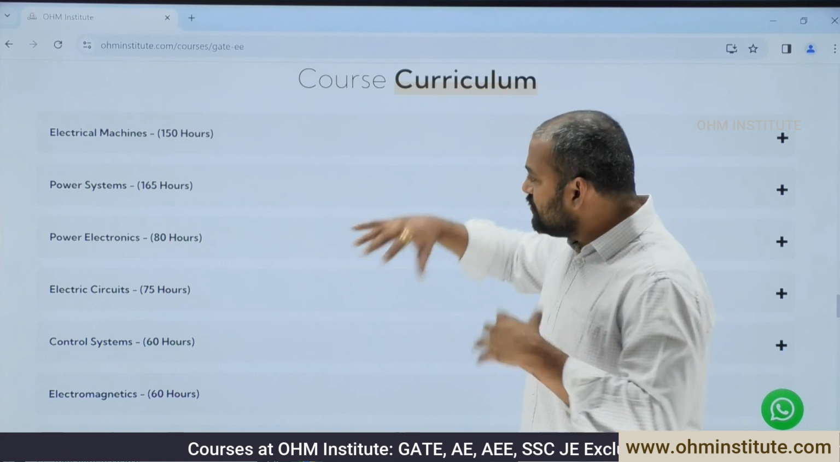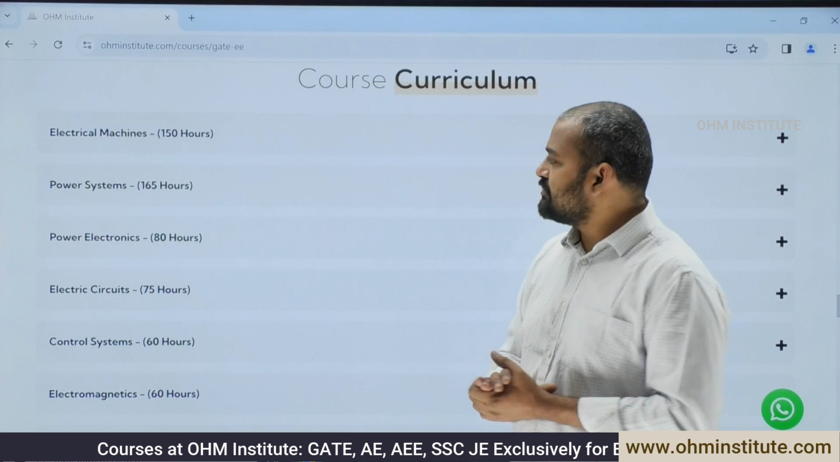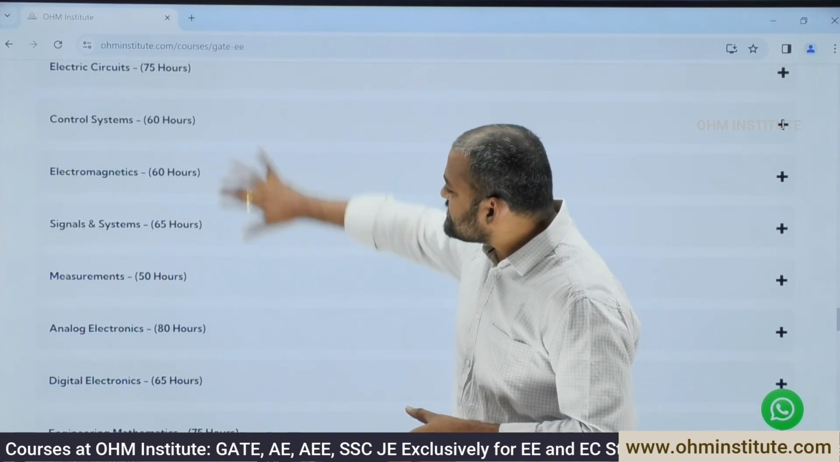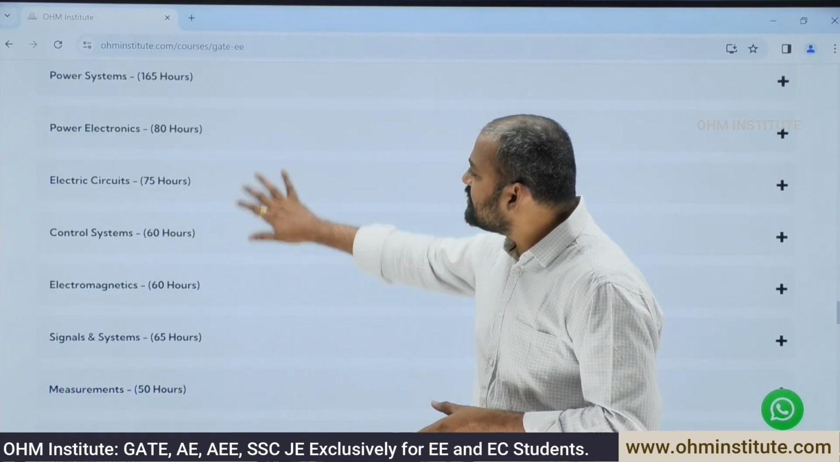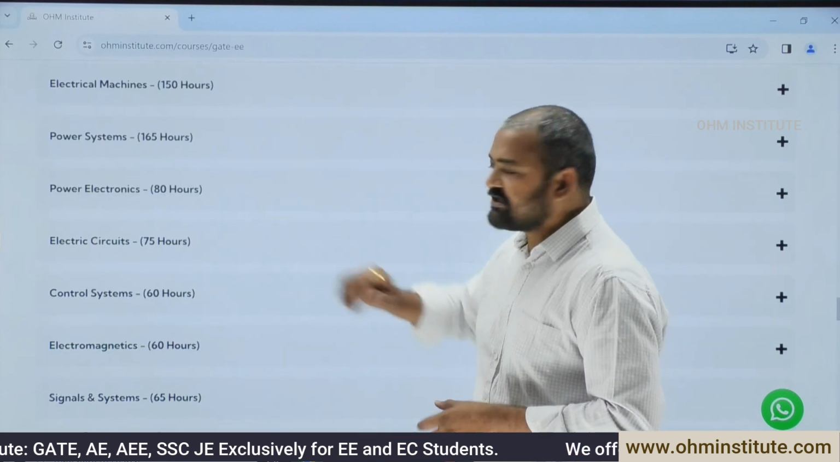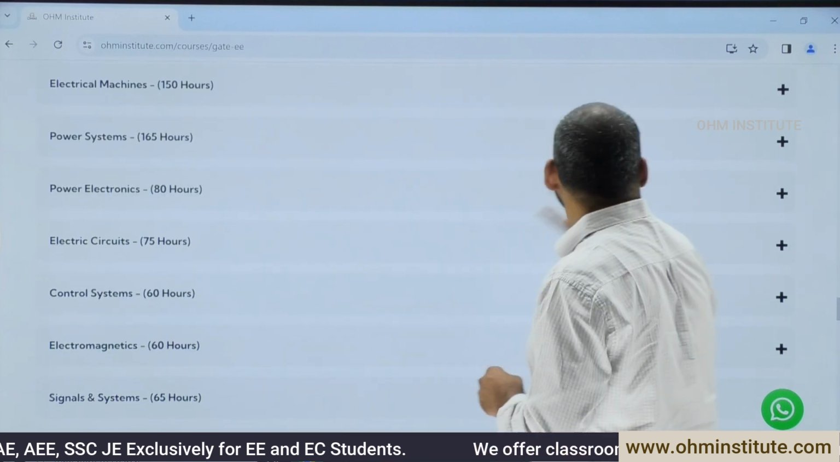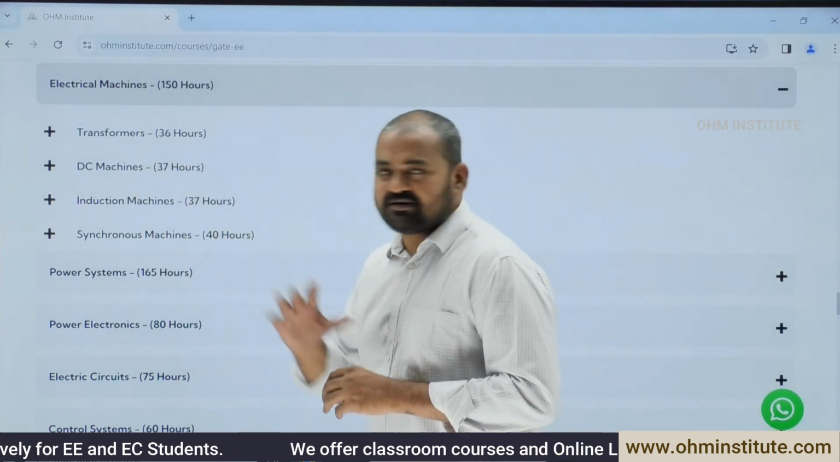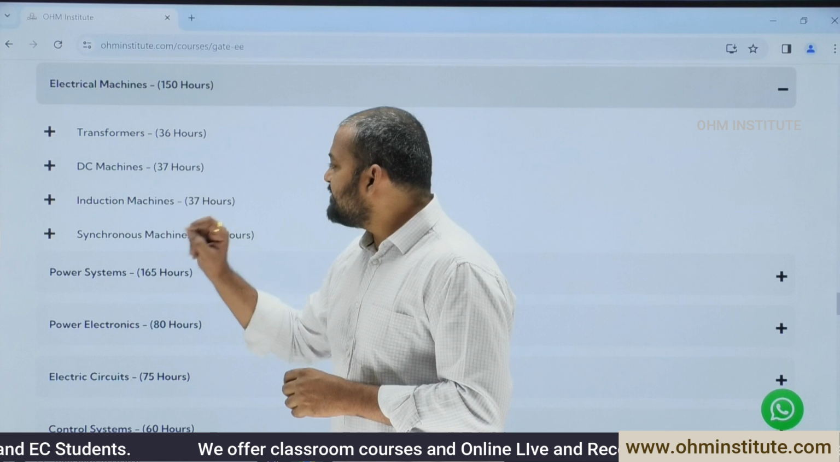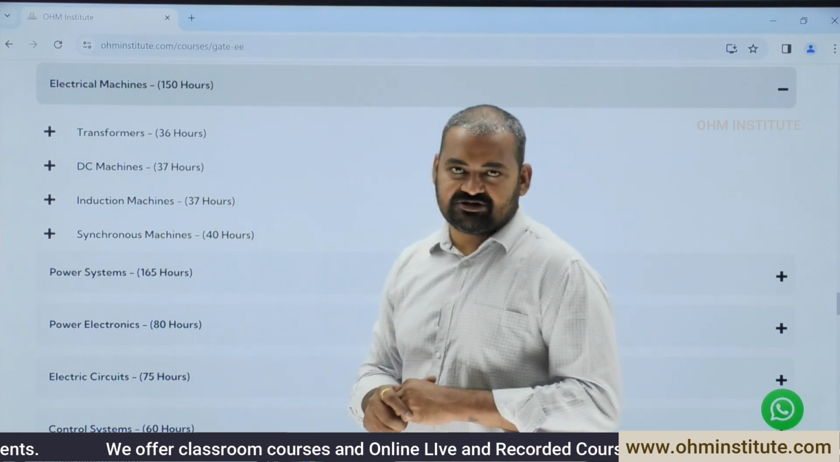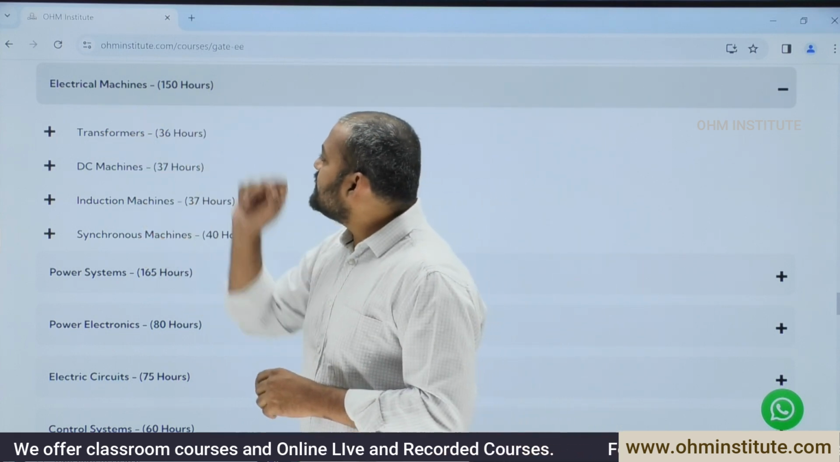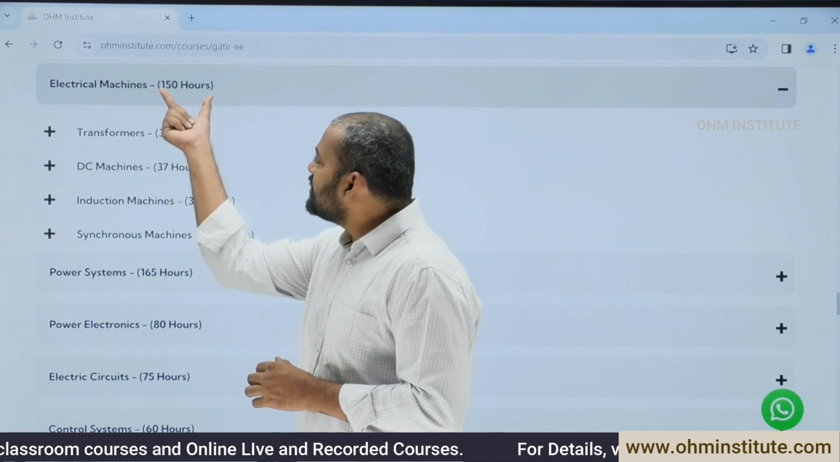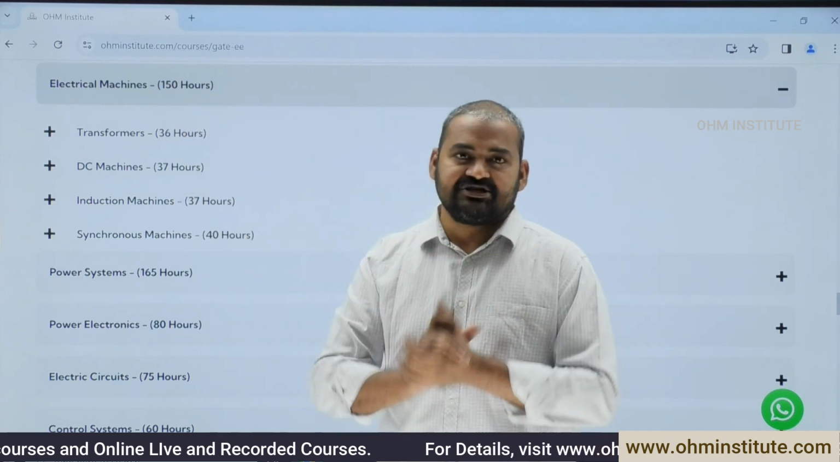This will give you a lot of emphasis on this particular course, how each subject will go at our institute. So I have listed out all the subjects in electrical engineering and the time that we are going to spend on each and every subject. Let's start with electrical machines. There are 4 subtopics: transformers, DC machines, induction machines, and synchronous machines. Overall, for electrical machines, we are going to spend around 150 hours of classroom teaching.